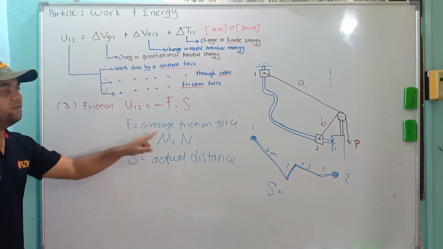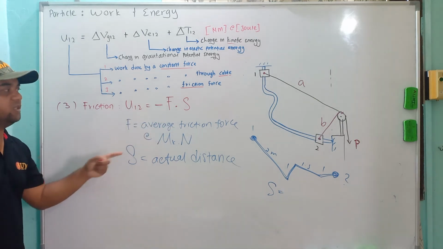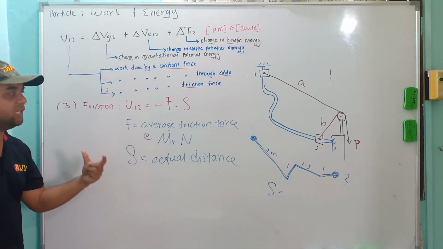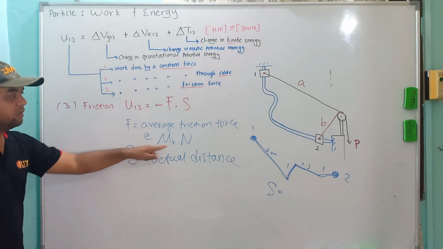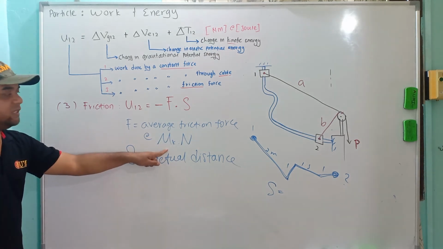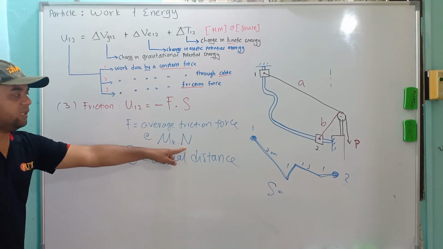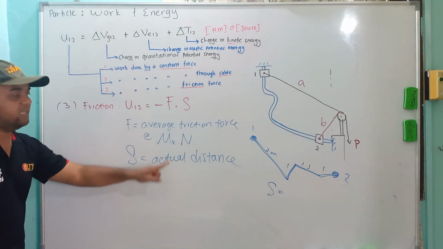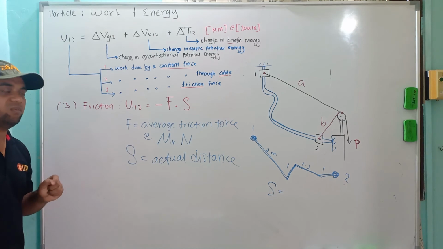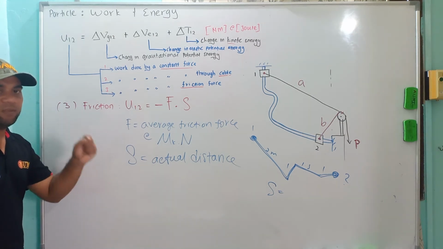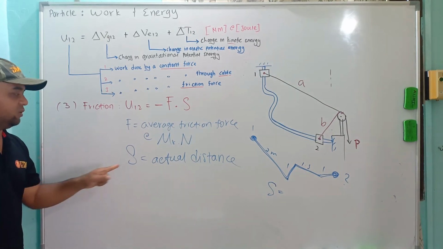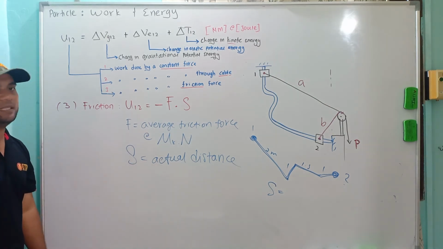F is the average friction force. If the question gives the average, you use it directly. If not, we have to calculate it from mu K, the kinetic friction coefficient, times N. And S is the actual distance. As long as the component is moving, there will be friction force. So S is the actual distance.